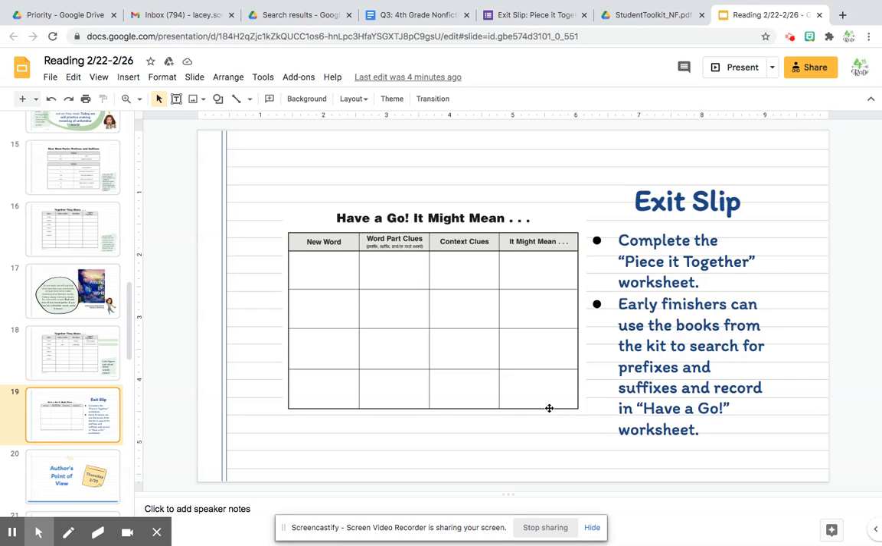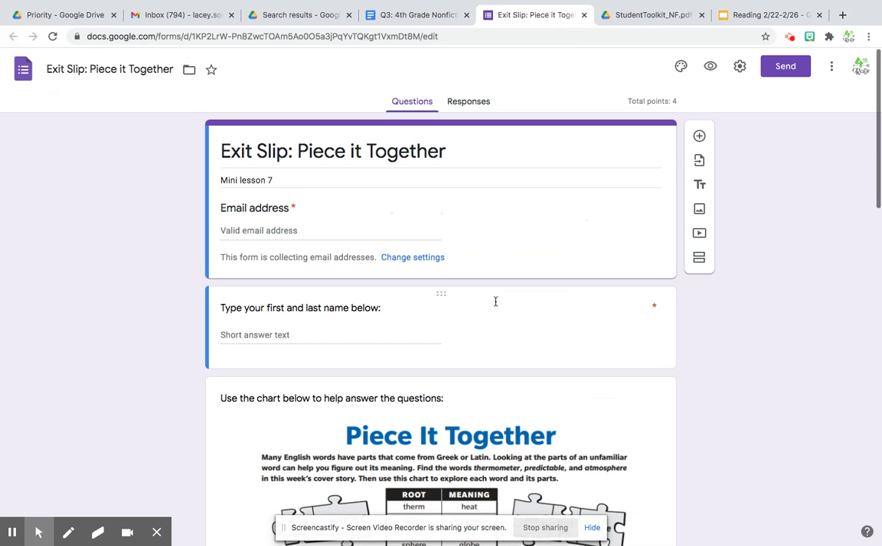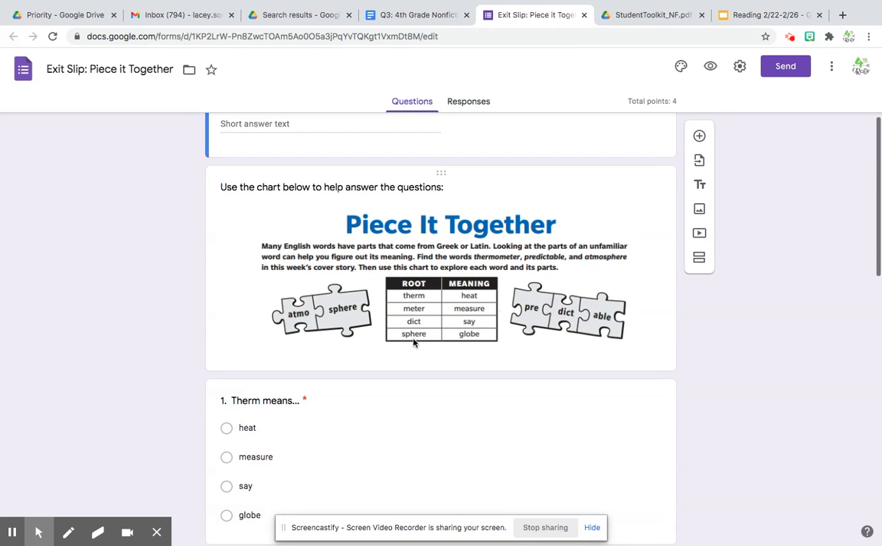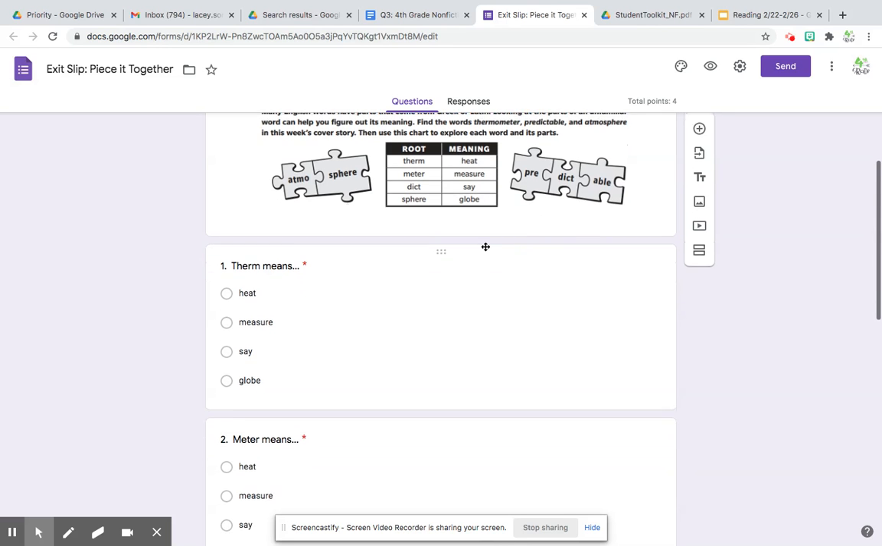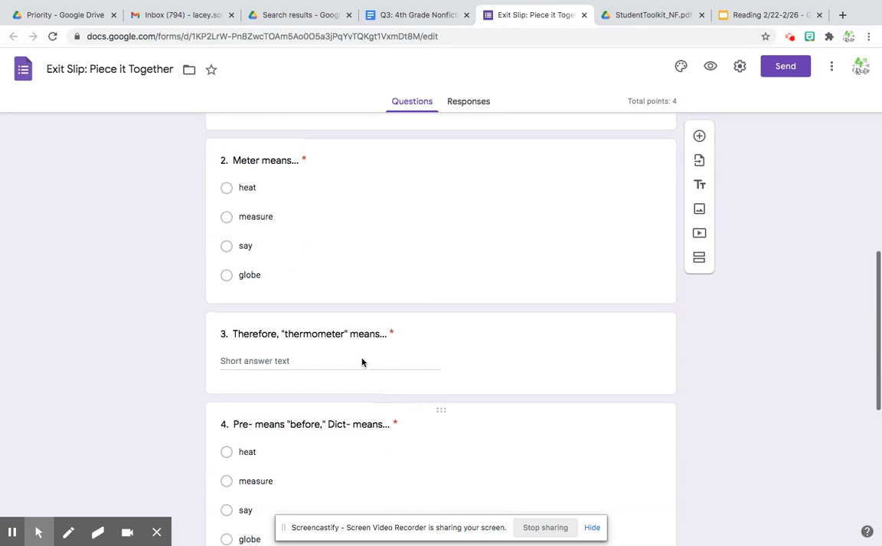Now, for my Zoomies today, I have a worksheet here that I've put into a Google form, and it's called Piece It Together. Now, I've given you the root word here, and I've talked a little bit about what that root word has that meaning there. Okay, so the root of this word for therm, it has attached this meaning of heat. Meter has something to do with measuring. To dict something is to say, like a dictation. Sphere has something to do with that globe shape. So use that, please, to answer these questions in here and try to attach a meaning.